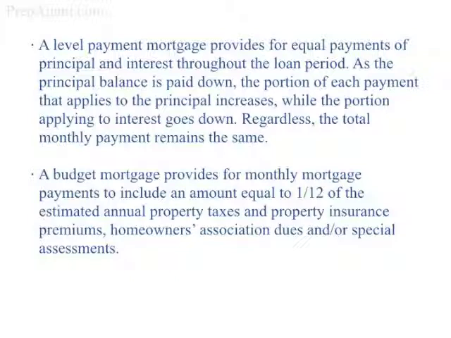A budget mortgage provides for monthly mortgage payments to include an amount equal to 1/12 of the estimated annual property taxes and property insurance premiums, homeowners association dues, and/or special assessments.